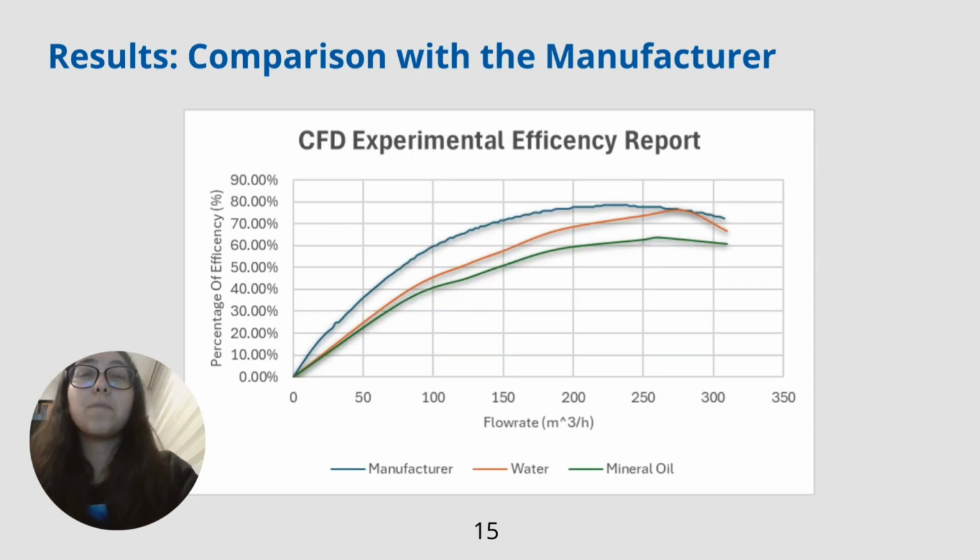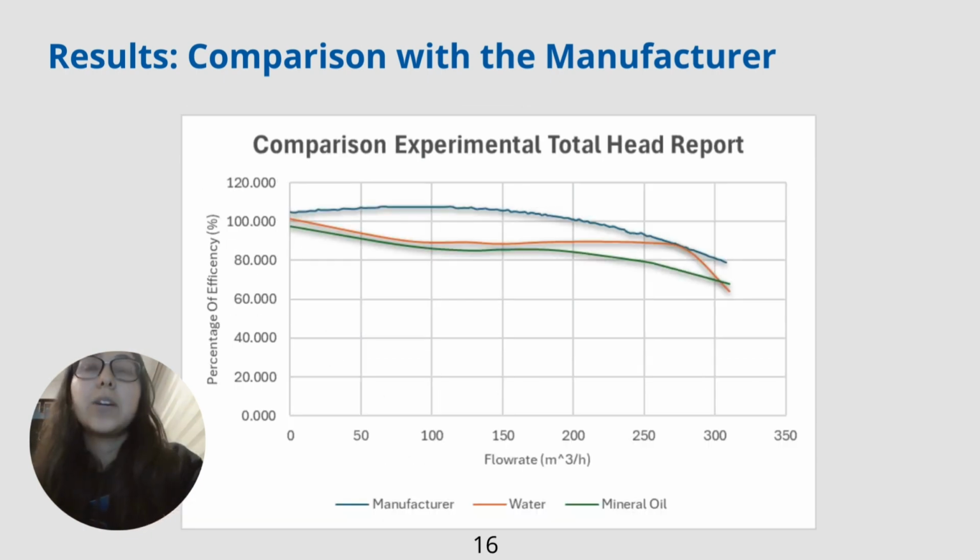We also make a comparison with the operation curve that the manufacturer proposes, with the results obtained for water and mineral oil. We can see that the mineral oil has less efficiency given its viscosity, and the water has a certain percentage of error with the theoretical curve. And this is the comparison with the manufacturer in terms of efficiency. We can see that we have a similar behavior.